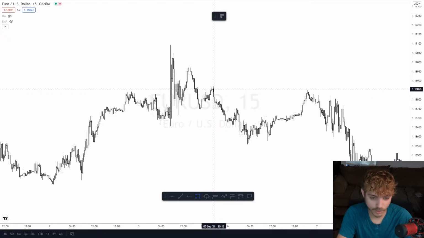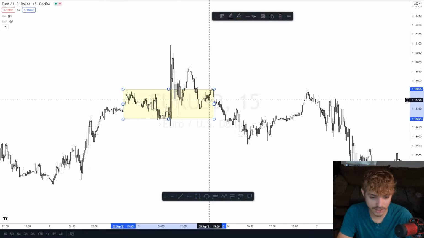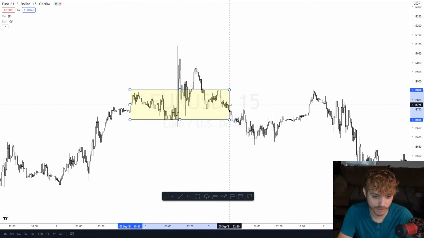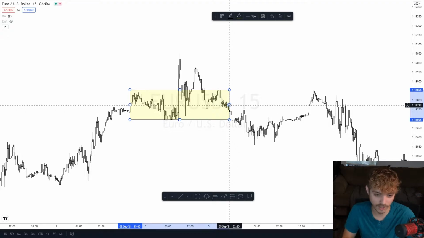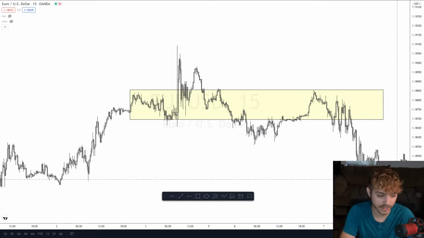So what are we going to do? We'll take our rectangle tool from the top of the highest shoulder to the bottom of the lowest. And this is the area that we get. This is our neckline area. This is where we're going to be looking for our entries. So we can drag that into the future because we're going to wait for price to retest that area.